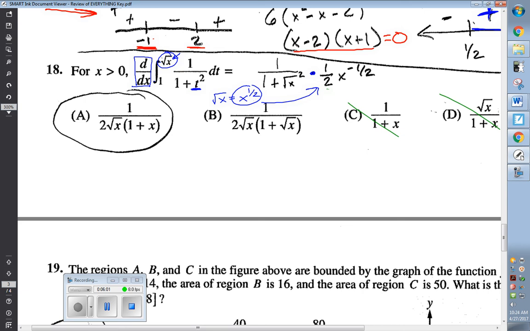I'm taking the square root of x and I'm squaring it. So when I square the square root, that would cancel out, leaving me just x and not the square root of x. Again, those look really hard and they're actually really easy.